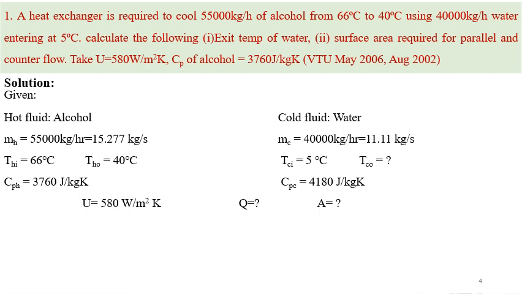And specific heat of alcohol is given as 3760 joule per kg Kelvin, and specific heat of water we can write as 4180 joule per kg Kelvin, and overall heat transfer coefficient U is equal to 580 watt per meter square Kelvin. They are asked to calculate what is Q, what is A, and what is Tc0, okay, for both the cases, parallel flow and counter flow.